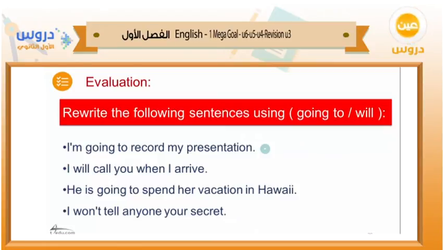I'm going to record my presentation. So here we used am going to. How do we change it into will? You say, I will record my presentation. If you say I'm going to record my presentation, it means you are ready and you have a plan. If you say I will record my presentation, you don't know when and you don't have a plan. And you can say I will probably record my presentation because you're not sure.